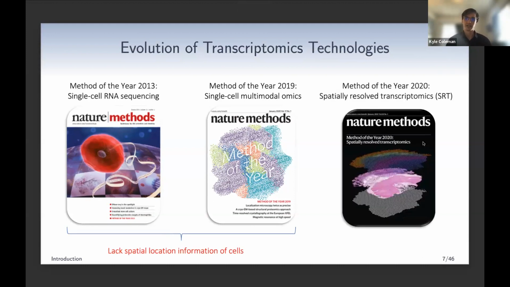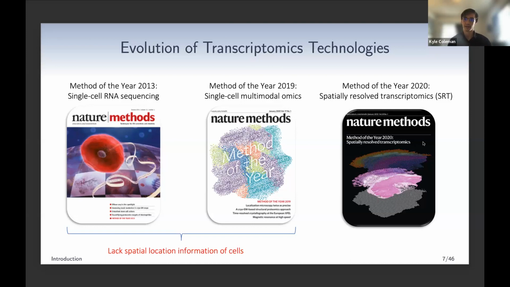And this all kind of started to change with the development of spatially resolved transcriptomics, which was named Method of the Year by Nature Methods in 2020. And this technology was really the first of its kind to give that spatial context to gene expression and allow for an understanding of gene expression within a spatial context.